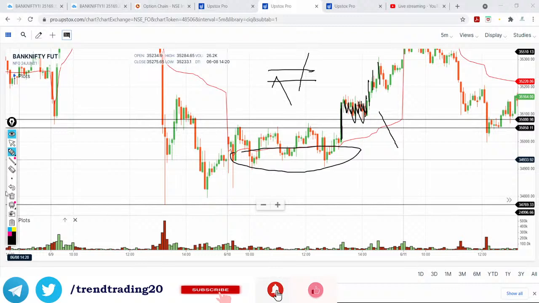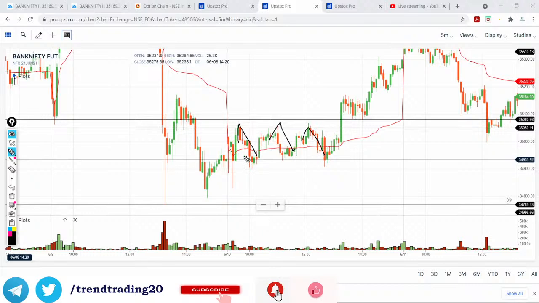Second scenario, multiple times rejecting and coming below VWAP means it has to spend time and continue. It is not happening here. No downside follow through. Sellers totally failed in the market.